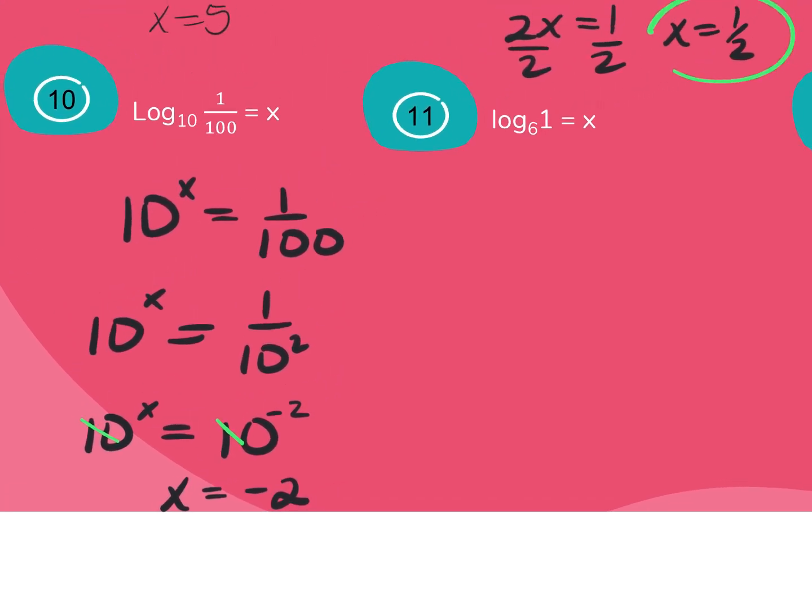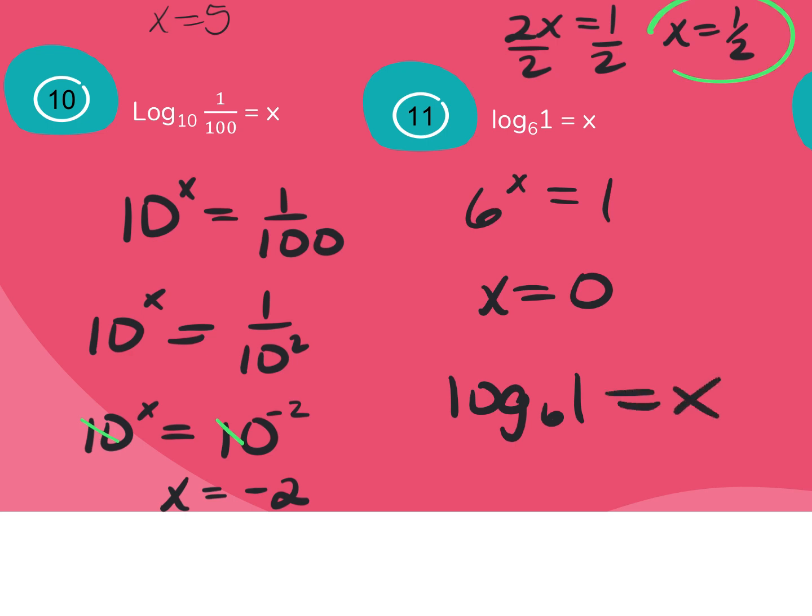Next one, here's that property again, property number 1. So if I turn it into exponential, 6 to the x power equals 1. As soon as you see it's in exponential form and it equals 1, you should already know that the power on that x is going to be 0. Now you might sometimes see them just ask you, find the value of log base 6 of 1. If it helps you to rewrite it with equals x, you can go ahead and do that. You can add equals x.